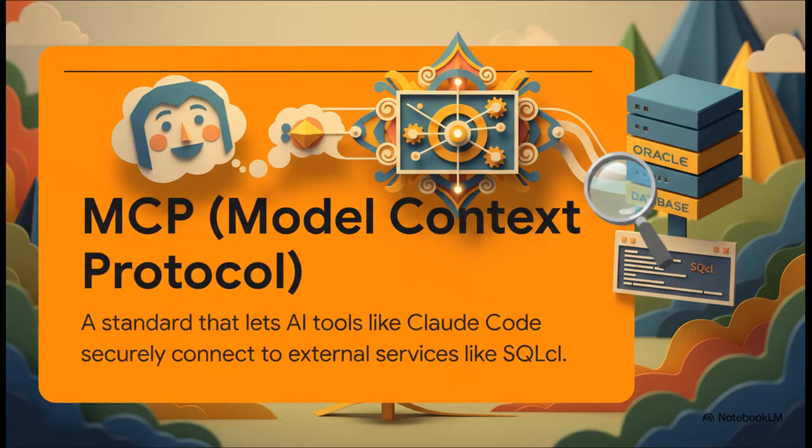But wait, how does it do that securely? I mean, you don't want an AI just running wild on your database, right? Well, that's where something called MCP comes in, the Model Context Protocol. Honestly, the easiest way to picture it is like a super secure translator, or maybe a bouncer at a club. It lets the AI, Claude, talk directly to your Oracle database through SQLcl, but only with the specific permissions you give it. It's the secure handshake between the two.